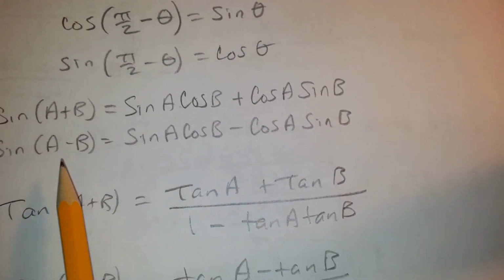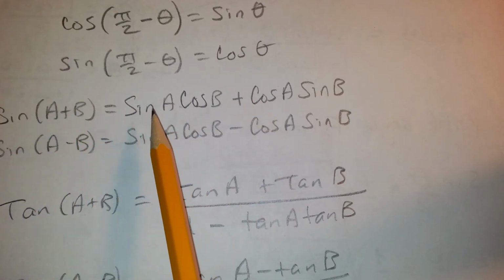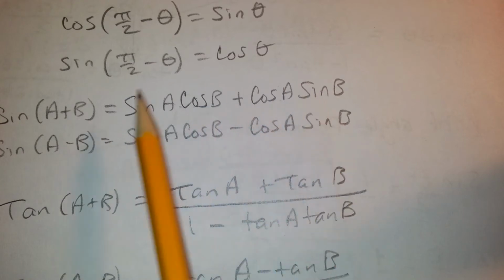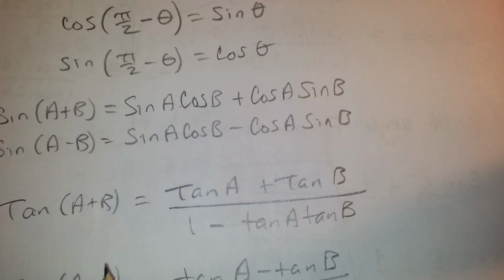The sine of A plus B. Remember, sine always goes for the difference. Sum and difference is sine, cosine, cosine, sine: sine A cosine B, cosine A sine B. The plus is plus, the minus is minus.